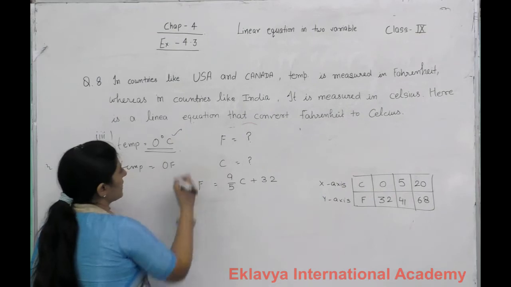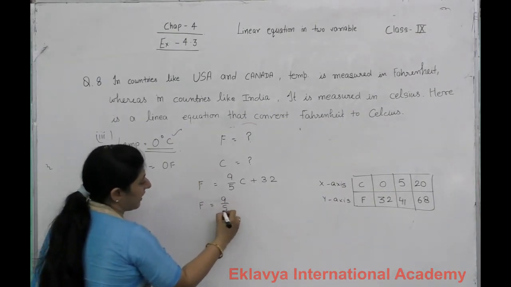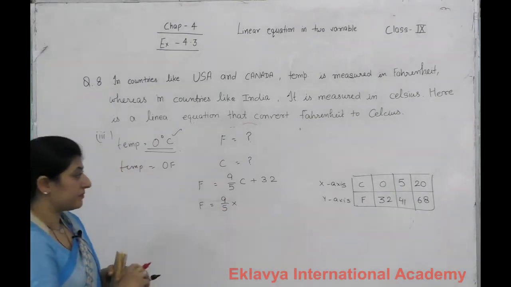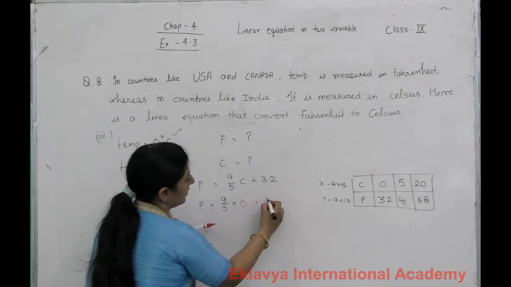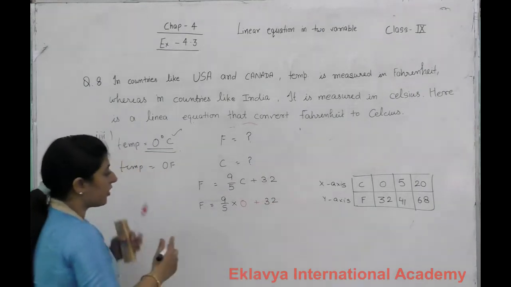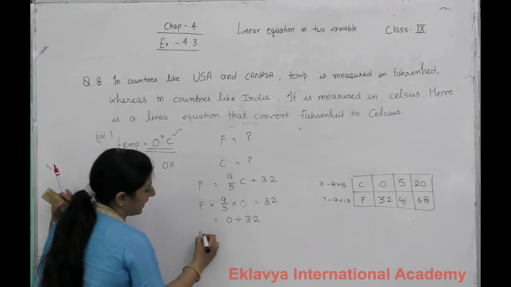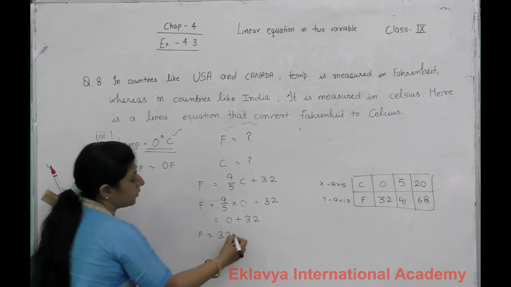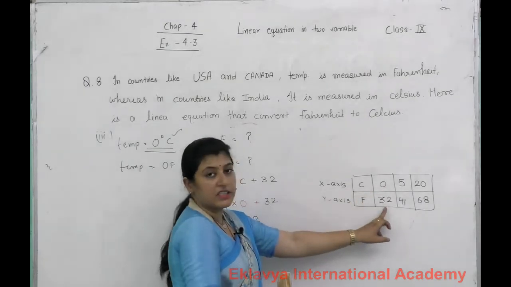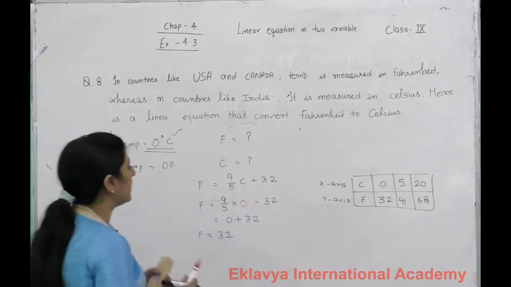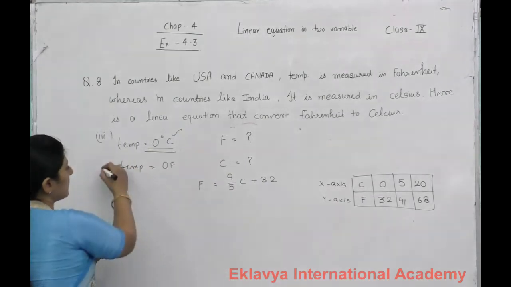Firstly we are solving this one. Then F is equal to 9 by 5 multiply plus 32. We already solved also this one. Then Fahrenheit is equal to 32 Fahrenheit. When C is equal to 0, then what is the value in Fahrenheit? We already got it, 32. Now do it for this one.